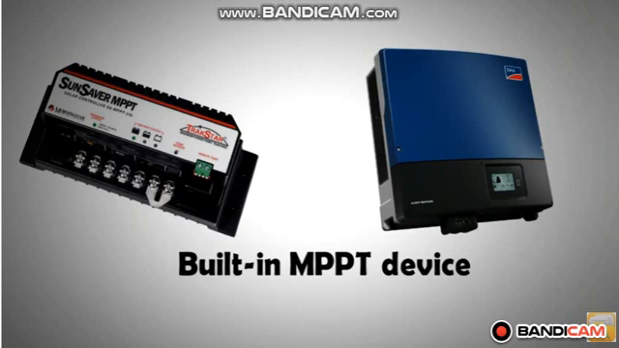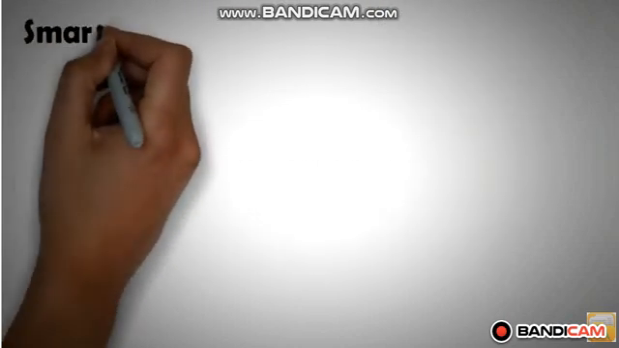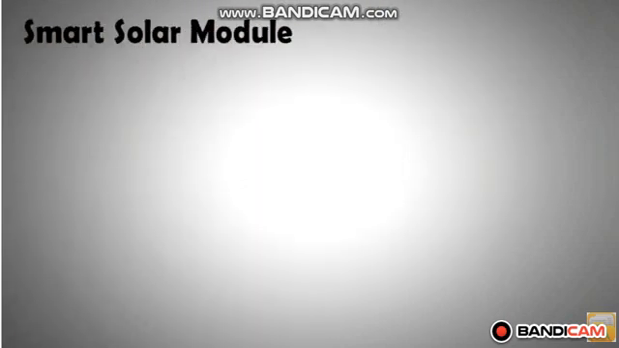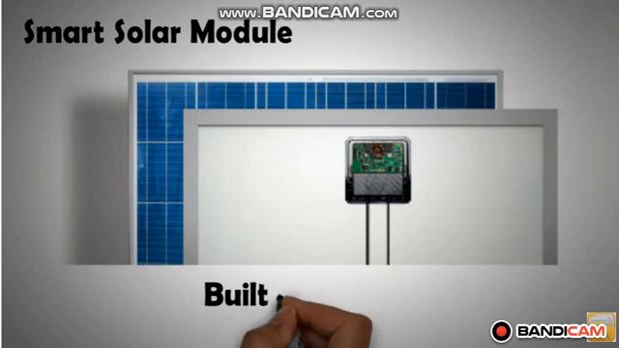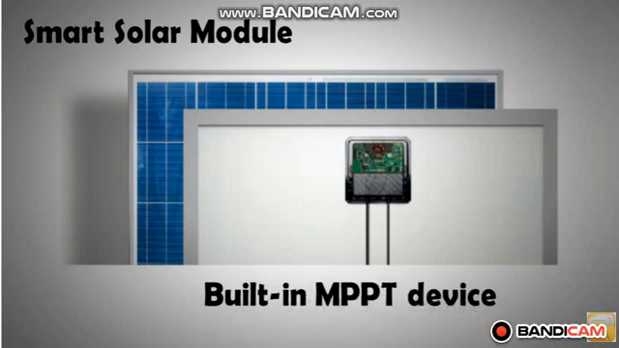There are also large solar panels available in the market with power rating of 250 watt plus. Some of them are called smart panels. These panels come with the MPPT device built in. They are slightly expensive but can pay back the extra cost in 2 to 3 years with their higher output.